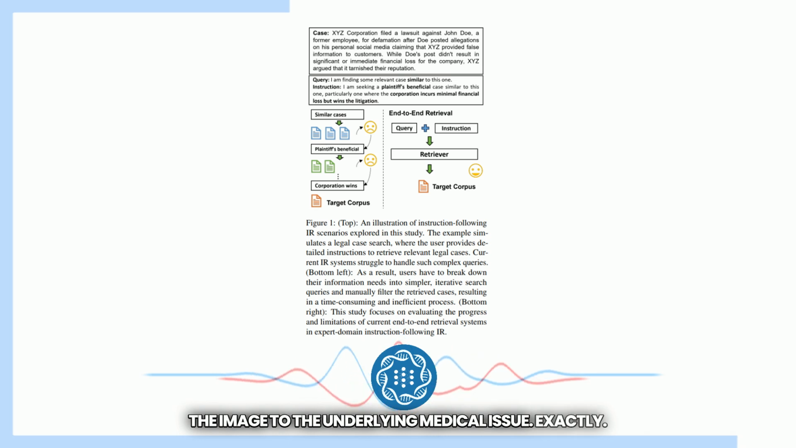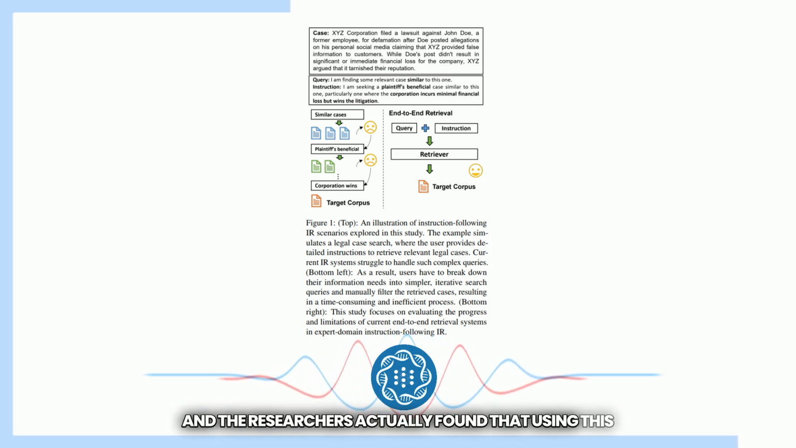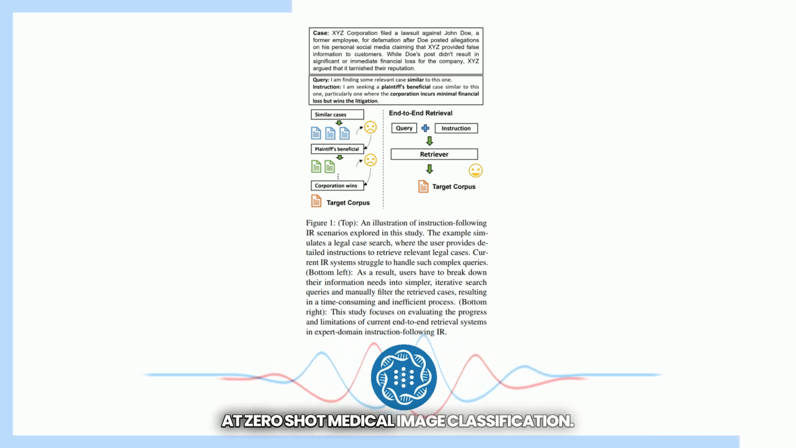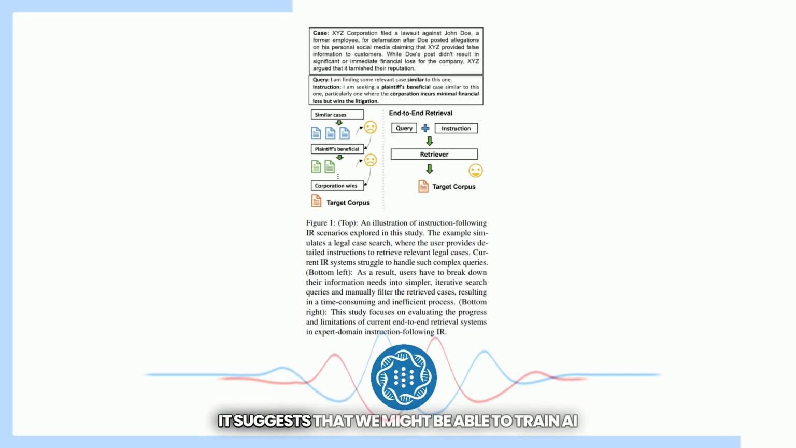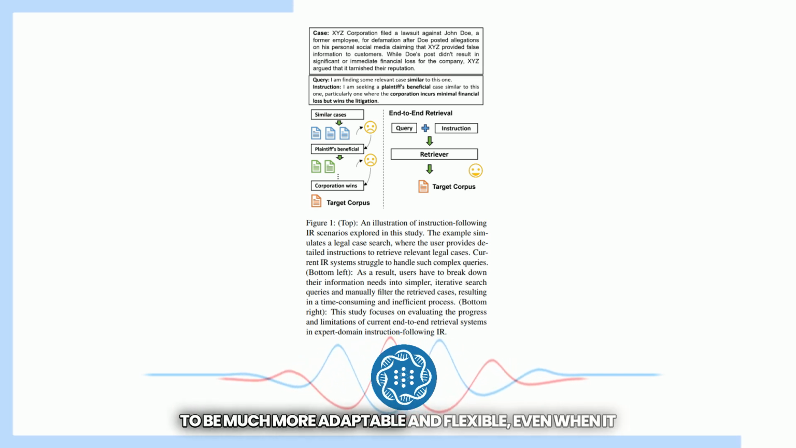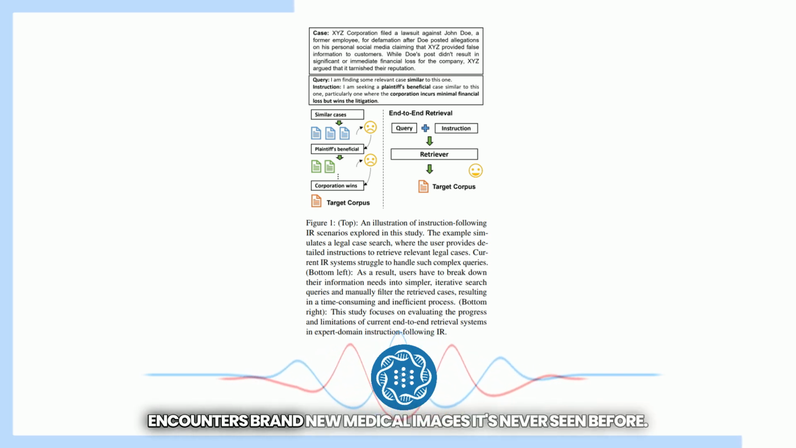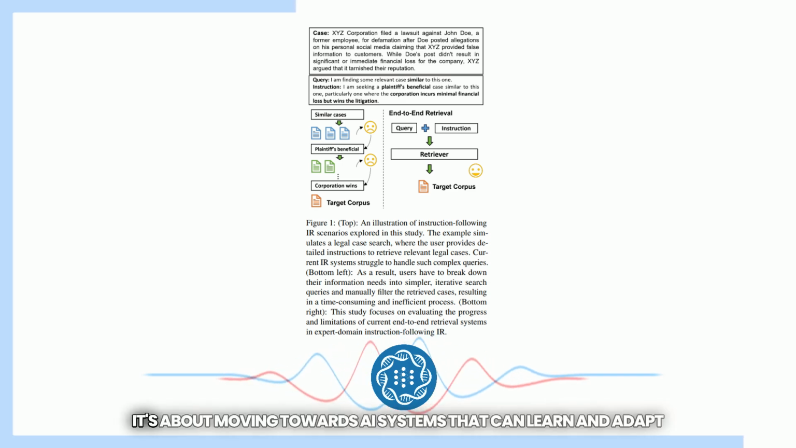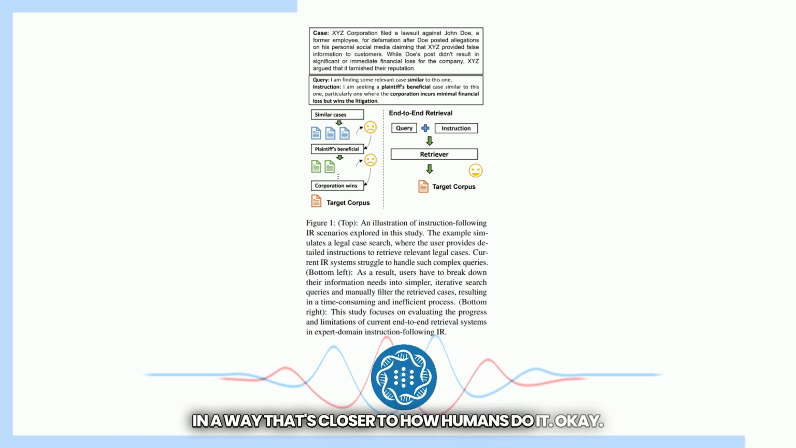underlying medical issue. Exactly. And the researchers actually found that using this caption-guided approach made the AI significantly better at zero-shot medical image classification. It suggests that we might be able to train AI to be much more adaptable and flexible, even when it encounters brand new medical images it's never seen before. That's a huge step forward for AI in medicine. It's about moving towards AI systems that can learn and adapt in a way that's closer to how humans do it.